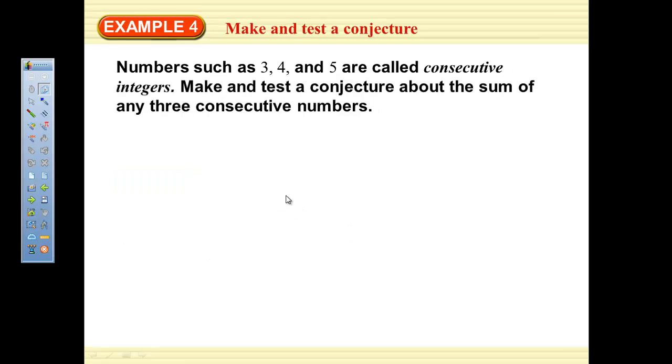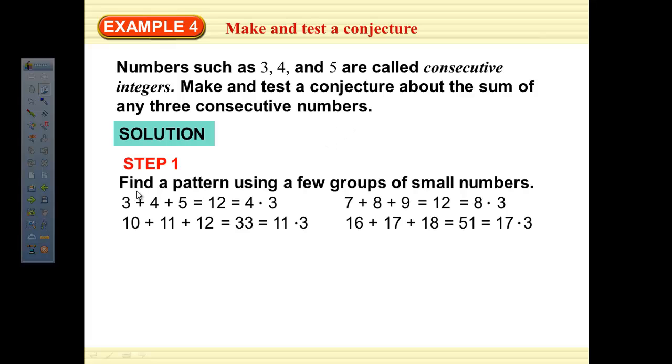For this next one, we're looking at consecutive integers. These are numbers that are in a line. We want to make and test a conjecture about the sum of any 3 consecutive numbers. So what we do is we just add any 3 numbers that are consecutive and see what we get for an answer. And they've done that here.